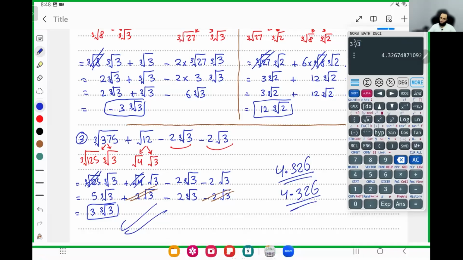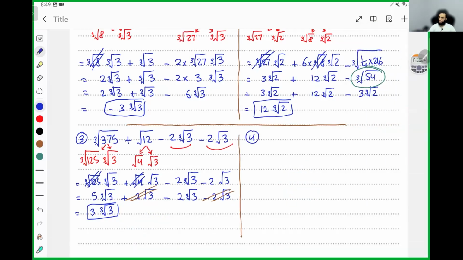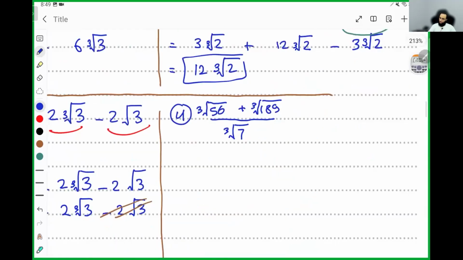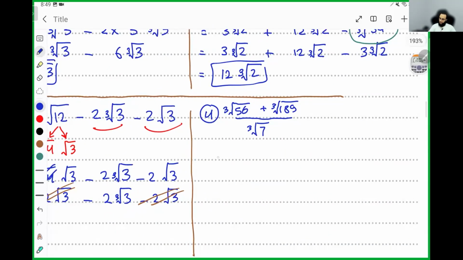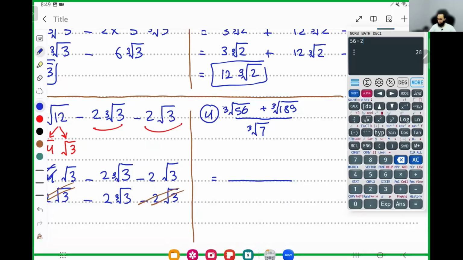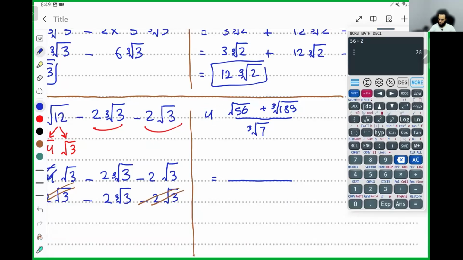Okay? Okay. Number 4, Nadine. Cubic root 56 plus cubic root 189 over cubic root 7. What about 56, Nadine? How can you do it? Let's check. Divided 2, 28. Cubic root 28 doesn't work. Let's check another number.